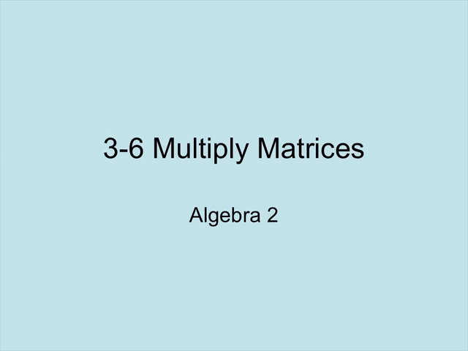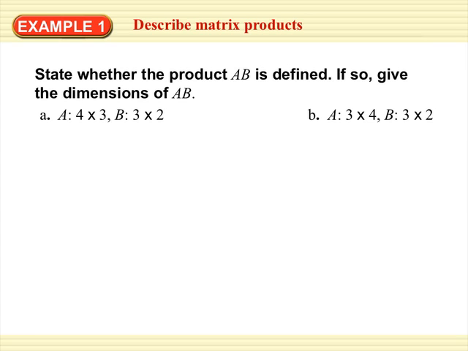All right, section 6, multiply matrices. Here we go. Some of you already know this, which is good. If you don't, just make sure you got it after I'm done. How do you multiply two matrices together?